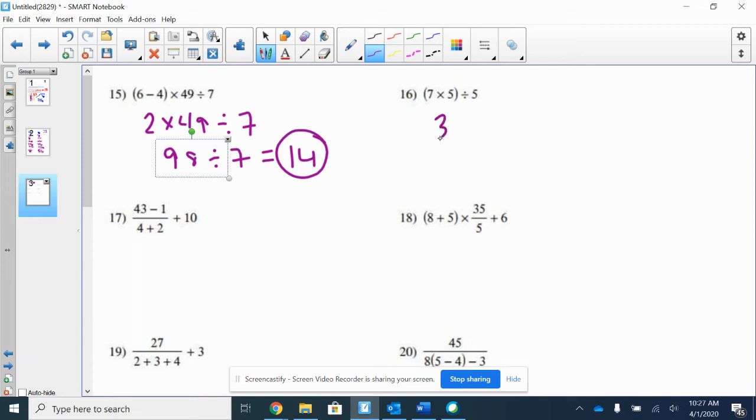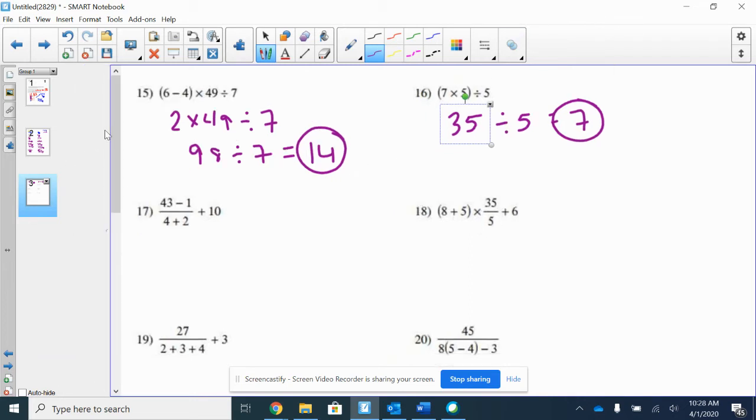7 times 5 is 35. Parentheses first, divided by 5 gives us 7. So if your multiplication facts and or division facts are a little bit shaky, this is really good reinforcement of those. So you're kind of practicing those within these problems, which is great.